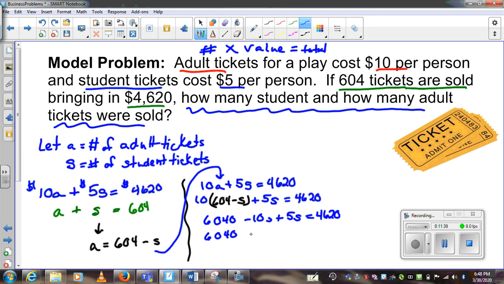Okay, maybe you're solving this right along with me. Let's see if you're getting the same things. Okay, at this point, I'm going to subtract the 6,040. And don't panic, because yes, it is going to be negative.